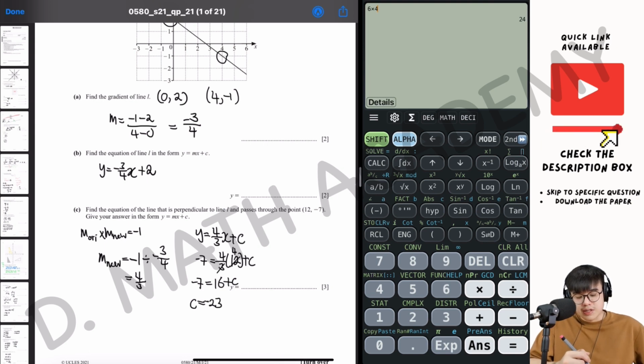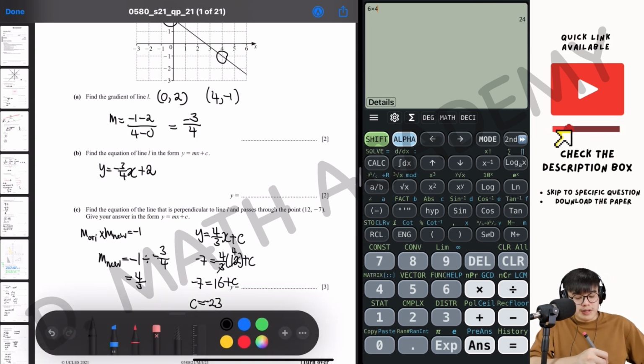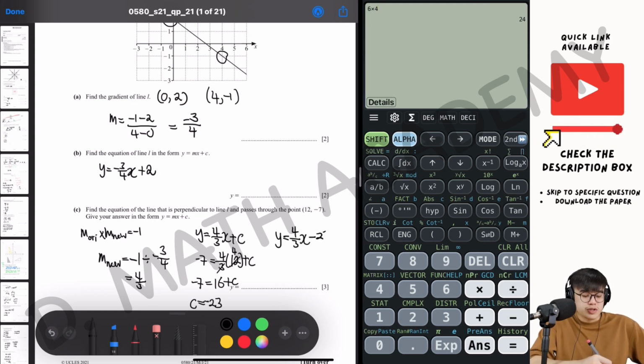So you got your C as negative 23. From here, if you were to try to write it in the formula or arrangement that they wanted, this would actually be your final answer. Okay.